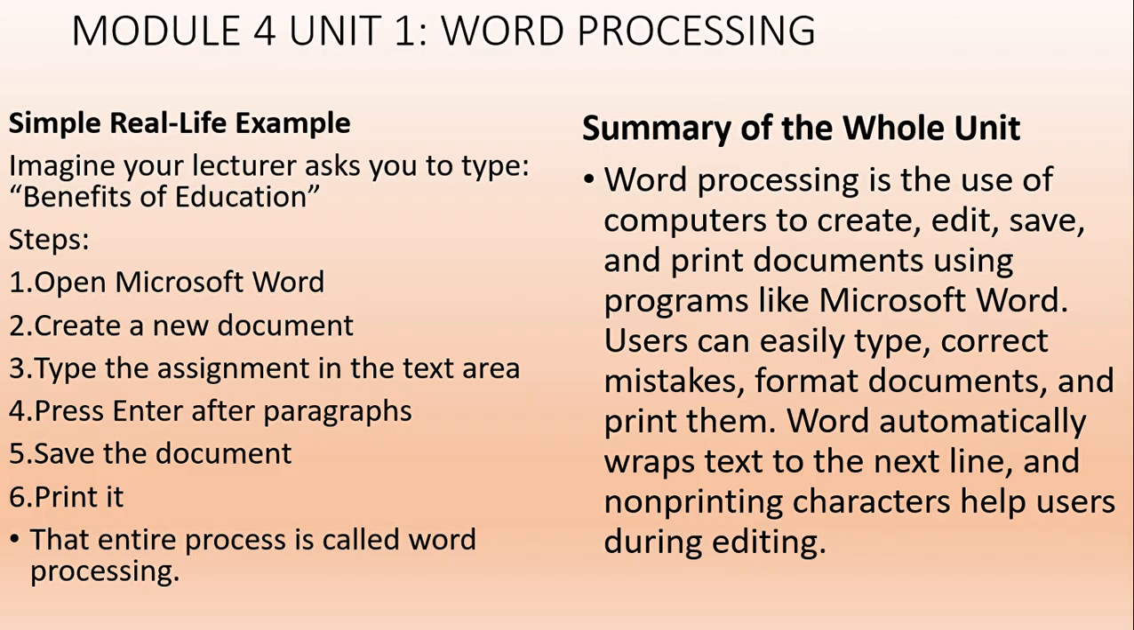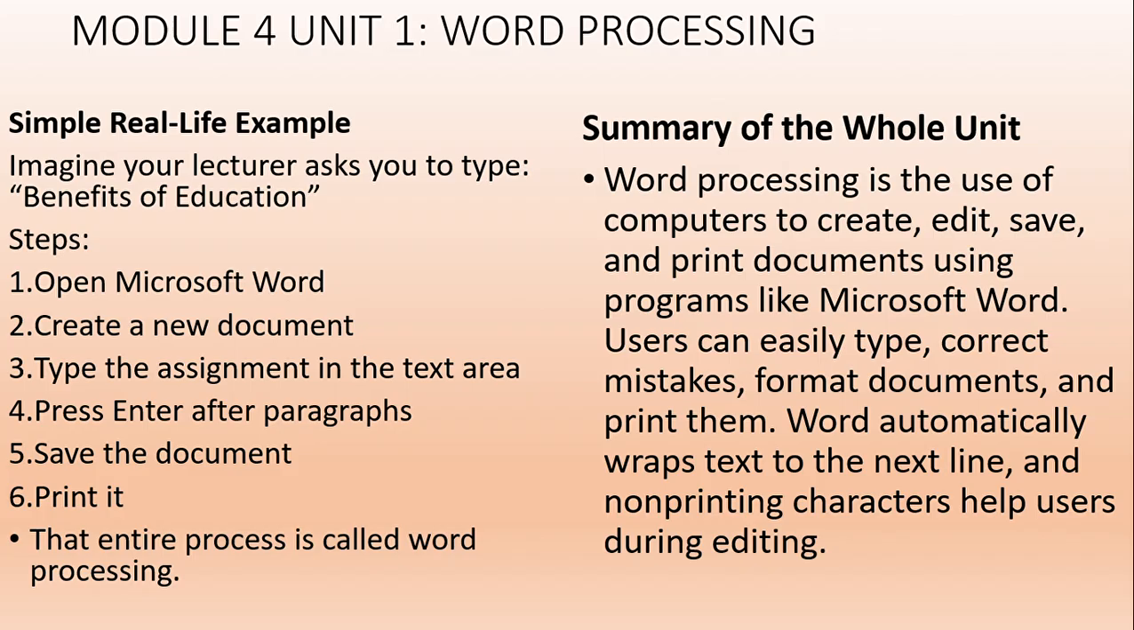So the first one is you open Microsoft Word, you create a new document, you click on Ctrl N. Then what do you do next? You type the assignment in the text area. You type your answers there, you press enter after a paragraph. If there's a point where you need a paragraph, you click on enter. If there's a point you don't need a paragraph, you don't click on enter. And after you are done, you save the document, you print it. So that entire process is called what? It's called word processing. That is a real life example I can give.